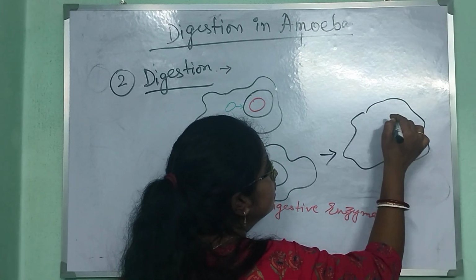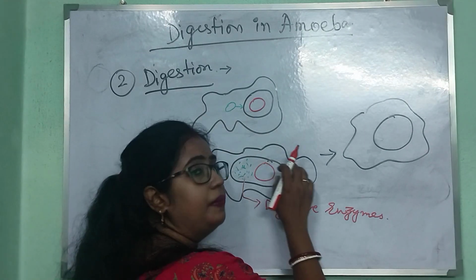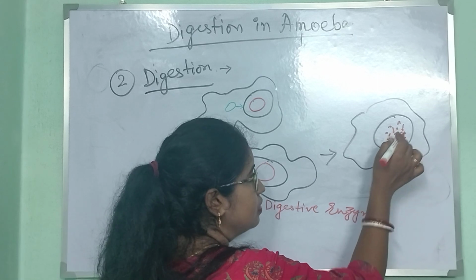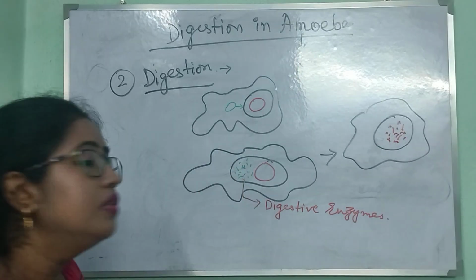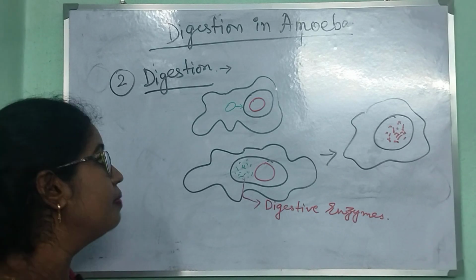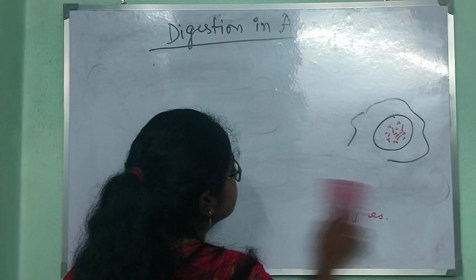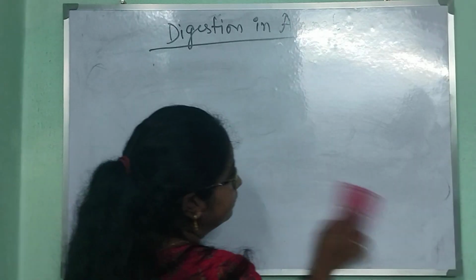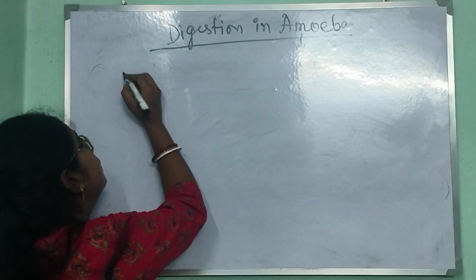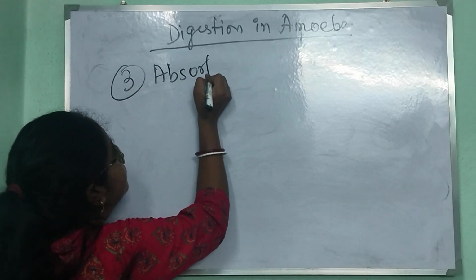Thus, in this vacuole, the complex food material breaks down into simpler forms. So this is the complete digestion process in the amoeba cell. The third process is absorption.